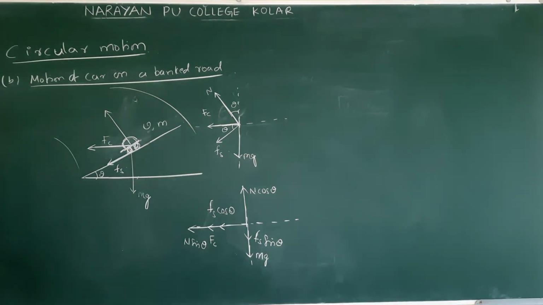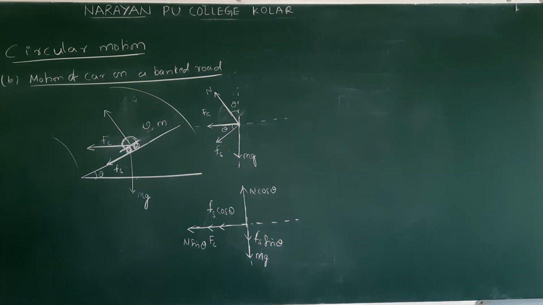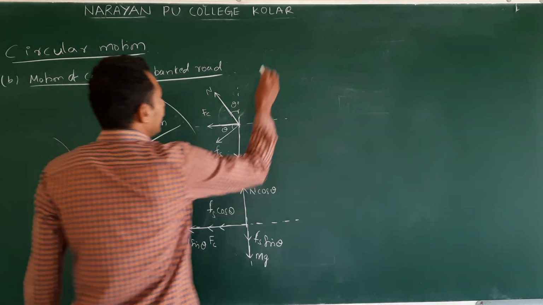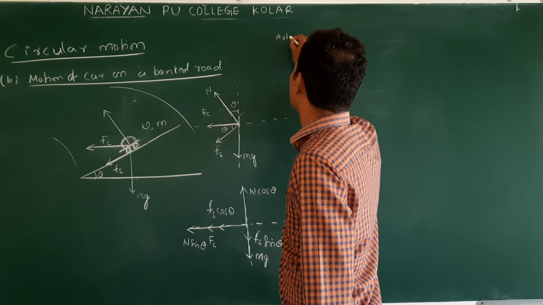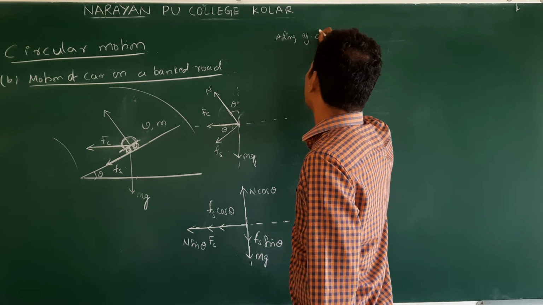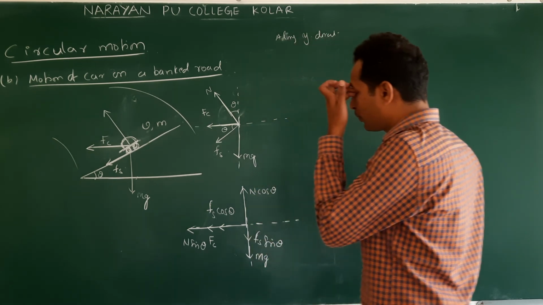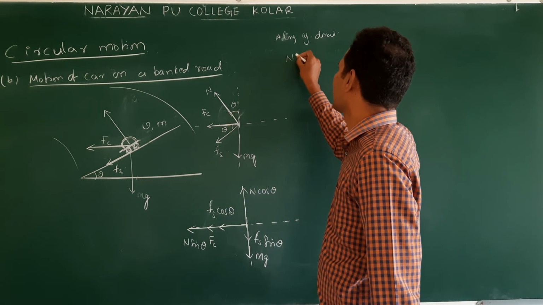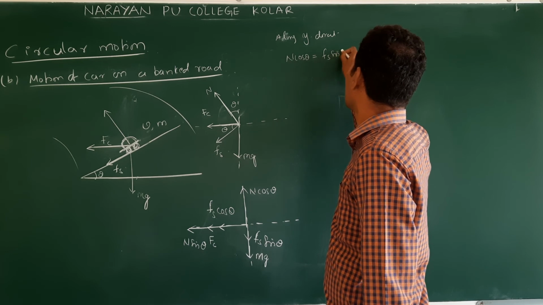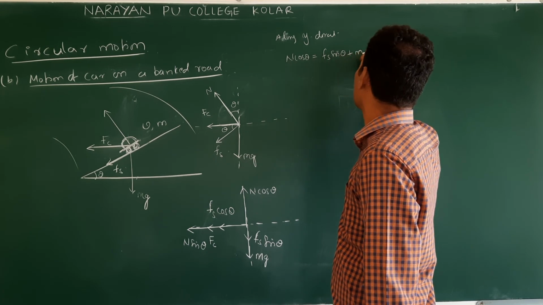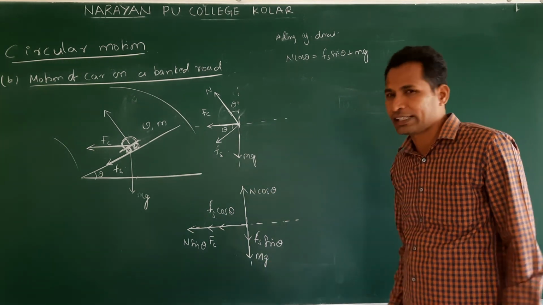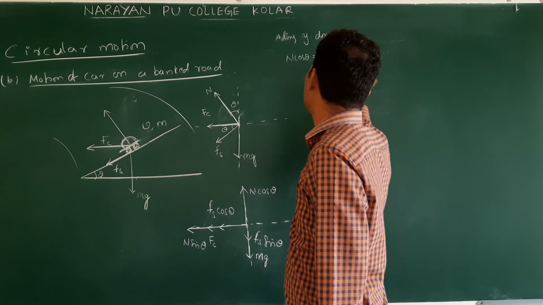Now all the forces we have resolved into x and y directions. And now how can we write along the y direction? What is the upward force? N cos theta. What is the downward force? Fs sin theta plus mg. Am I correct or not? N cos theta acting upwards, the remaining acting downwards. Right? This I can write.